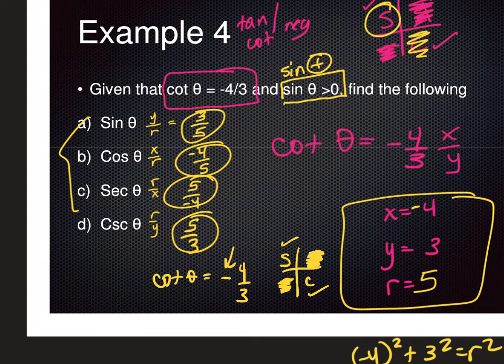Then the second thing says right here that the sine is greater than 0, so that means the sine is positive. In the second quadrant, sine is positive. In the fourth quadrant, it's not. So I know that this angle theta is in the second quadrant. And when I think about the second quadrant, my x value is negative and my y value is positive. So I knew over here to put a negative with the x and a positive with the y.